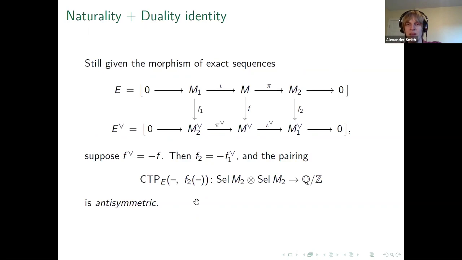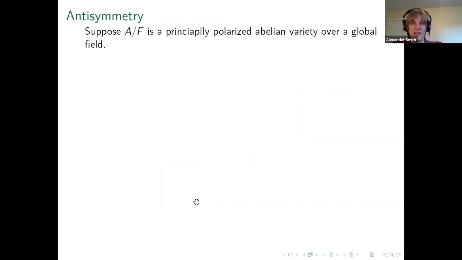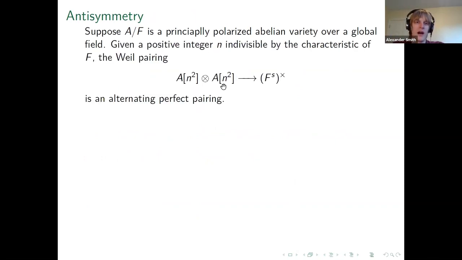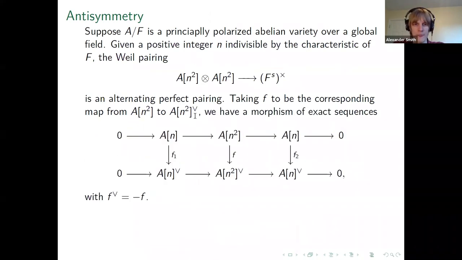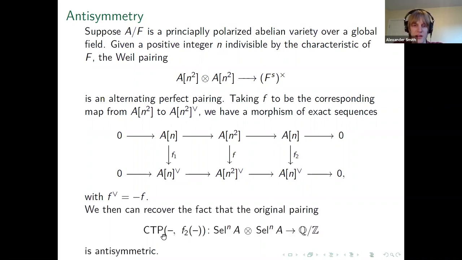And so what this tells us then, we can now explain Evan's observation from before. If we have a principally polarized abelian variety, the Weil pairing is an alternating pairing on it that lands in mu_N. And so this gives us an anti-self-dual map from A[N] squared to its dual. And that fits in the central column of a diagram of this form. Since F check is equal to negative F in this context, we immediately get that the Cassels-Tate pairing of the N-Selmer group of A with itself, for a principally polarized abelian variety, is anti-symmetric.